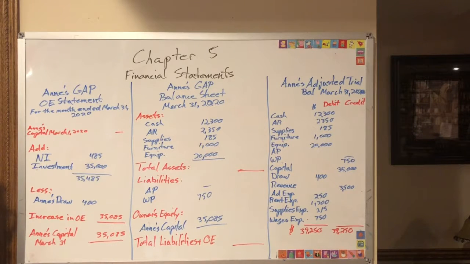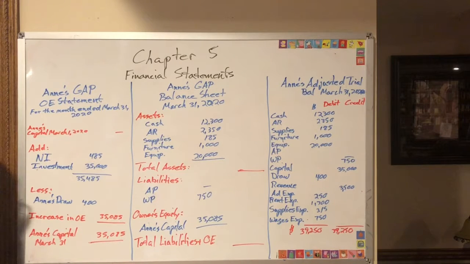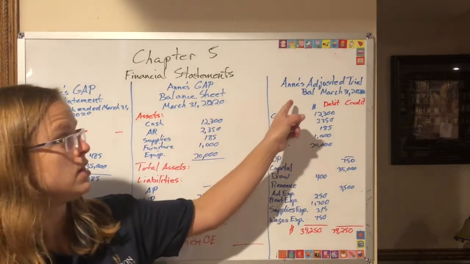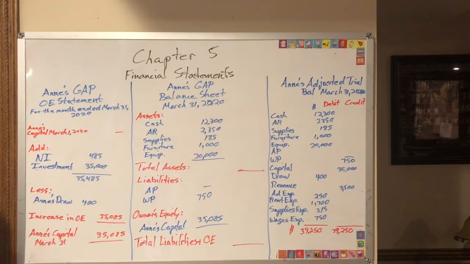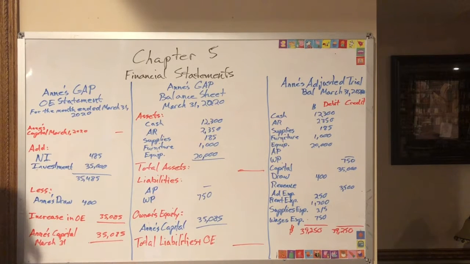From the owner's equity statement, we move to the balance sheet. See the balance sheet here? And the balance sheet really is a snapshot, a picture of the organization's assets, liabilities, and owner's equity. So what the organization owns, owes, and what the owners have invested into the organization. All right, so we're going to take the information from the owner's equity statement and from the adjusted trial balance. We're going to use both documents to complete the balance sheet for Ann's greater athletic performance.